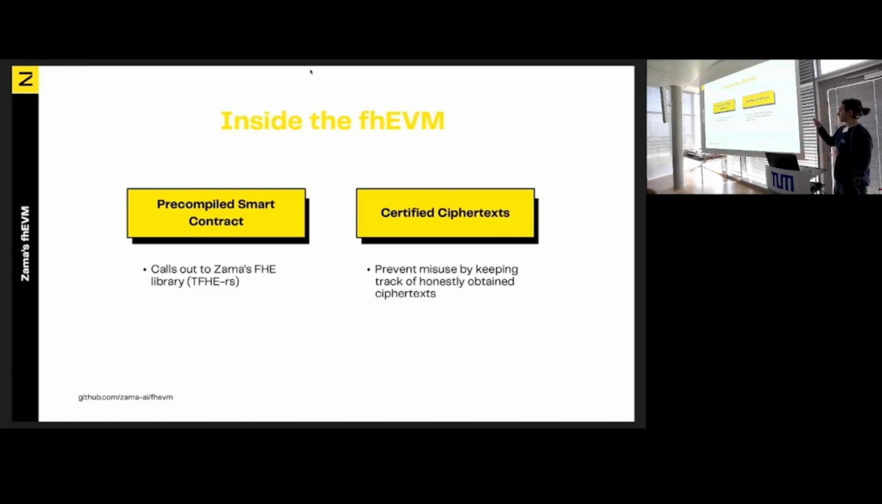And we keep track basically of those ciphertexts, right? So they come into the blockchain system as honestly encrypted ciphertext, and over time they maintain this honestly obtained status.